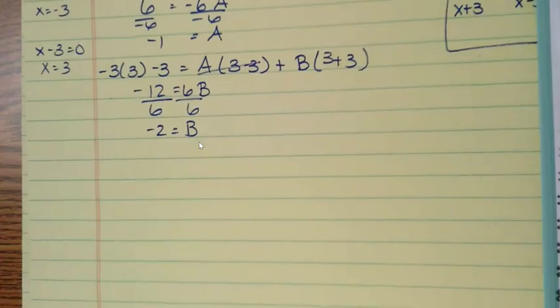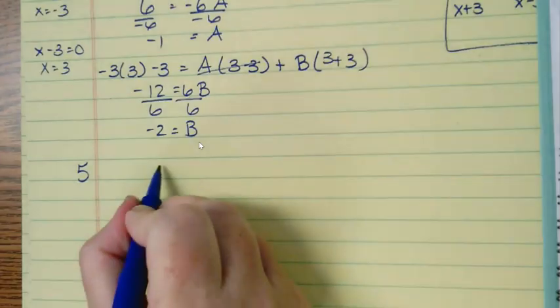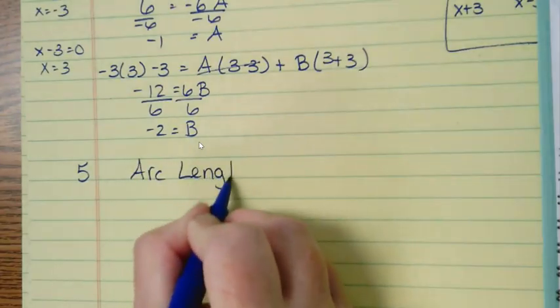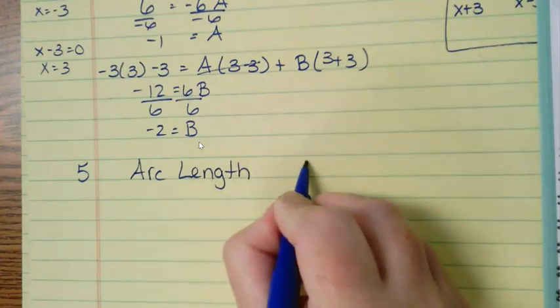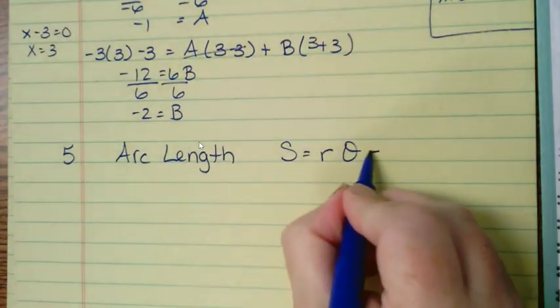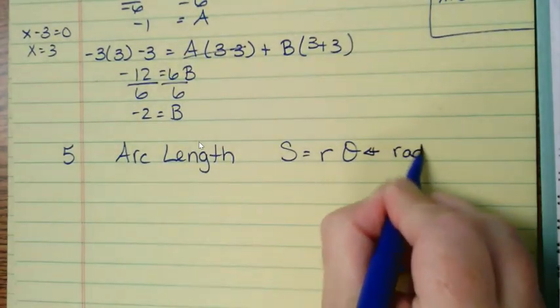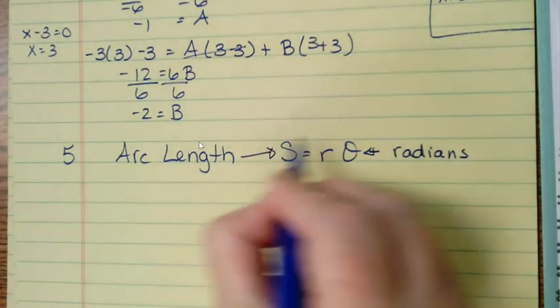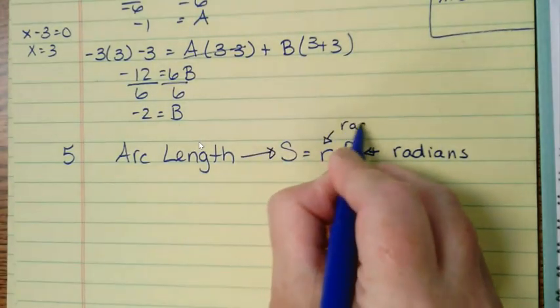Okay, and I'm going to go ahead and just finish out this next set of problems, and then we'll end the video. Arc length, radius, and radians. So the arc length formula is just S equals R theta. And this has to be in radians. This is arc length, and this is your radius.